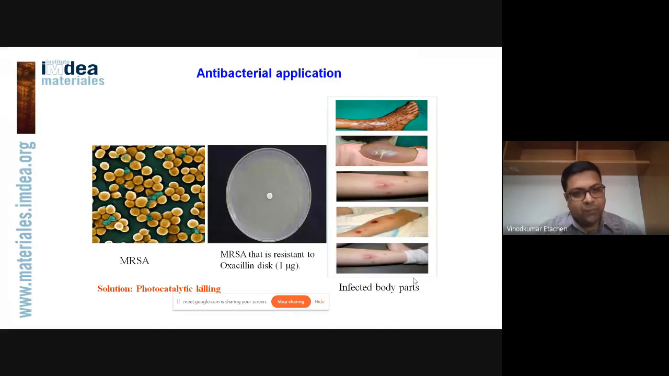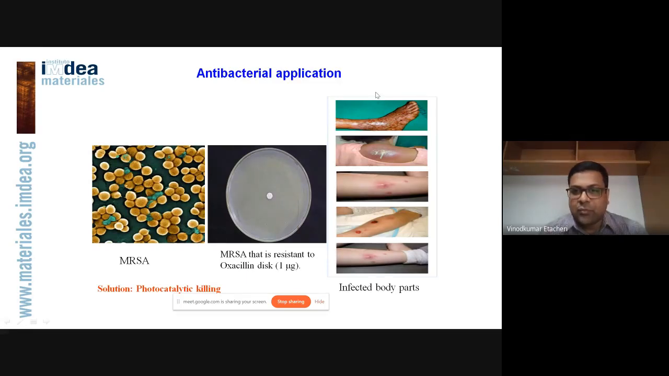This is a picture of MRSA, which is known as methicillin-resistant bacteria. These bacteria cannot be killed using antibiotics. They can still grow in the presence of a very powerful antibiotic, oxacillin. And the solution is photocatalytic killing. In the case of TiO2 or any photocatalyst, the electron and hole pairs generated can decompose these bacteria or other organic matter, including viruses.